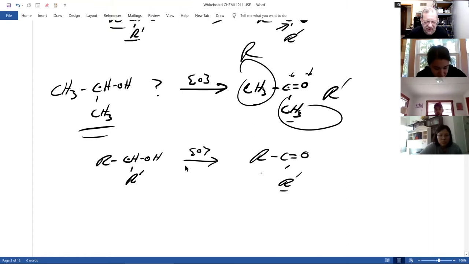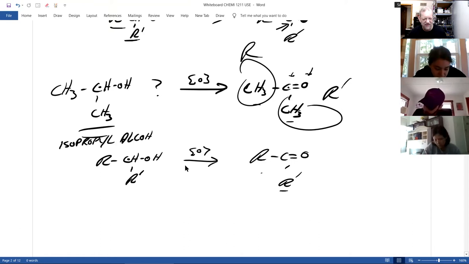Does everybody see the significance of this specific reaction? Take a look at it. Do you see why it's important? Time's up. This is the common name isopropyl alcohol. This, the common name, is acetone. Acetone is nail polish remover, one of the two molecules that's used for nail polish remover.